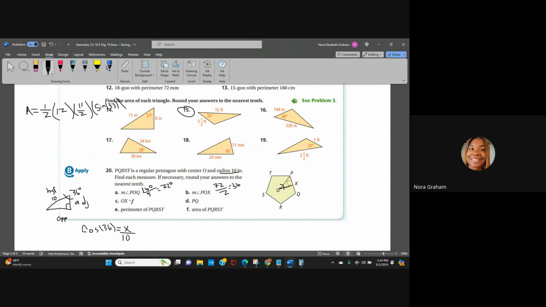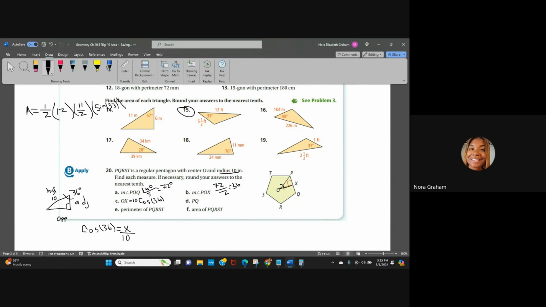So we can say our apothem equals 10 cosine of 36. Plug that in your calculator. That will give you your apothem.